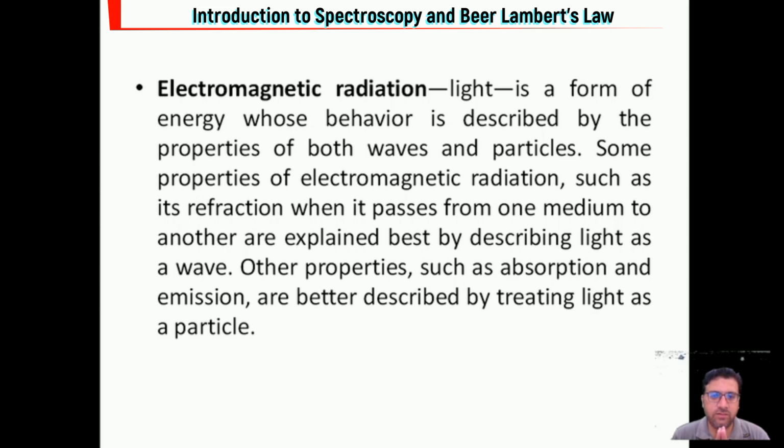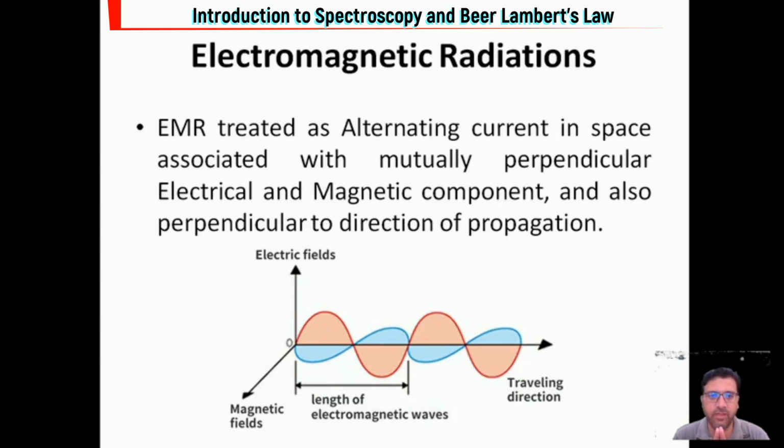Electromagnetic radiation behaves like waves and particles. For example, refraction, when electromagnetic radiation passes from one medium to another, is explained best by describing electromagnetic radiation as a wave, while other properties such as absorption and emission are better described by treating light as a particle. Electromagnetic radiation is treated as alternating current in space, associated with mutually perpendicular electrical and magnetic components, which are also perpendicular to the direction of propagation.